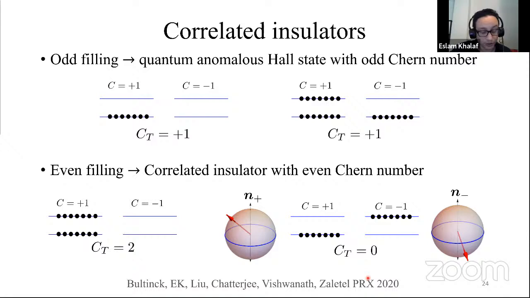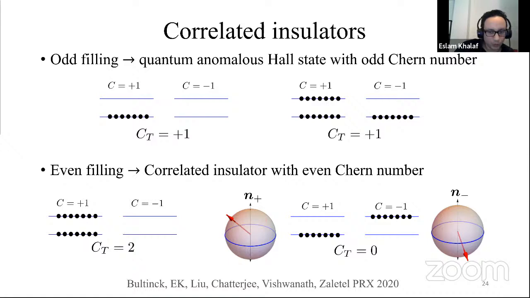A very important configuration is this one. It's the half filling Chern zero configuration, because this would be the parent state for the superconductor, because, you know, if the parent state strongly breaks time reversal symmetry, you cannot really get a superconductor. So let's try to understand this phase more.